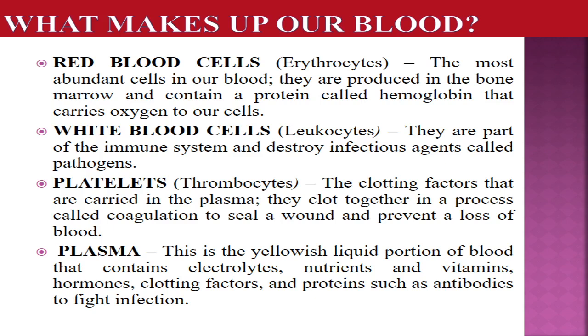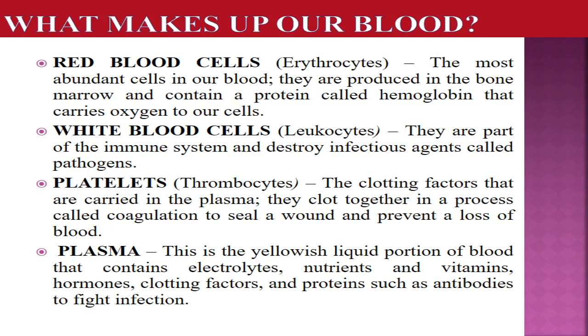The second type of cells present in blood are the white blood cells, also known as leukocytes. Leuko means white and cytes means cell, because they do not contain any pigment or color. That's why they are known as leukocytes or white blood cells. They are part of the immune system and destroy infectious agents called pathogens or antigens.